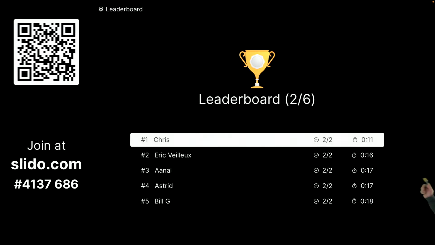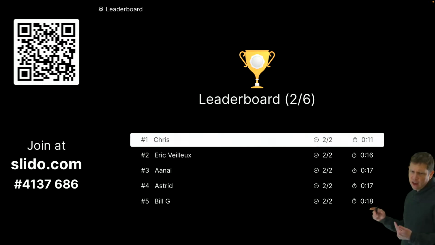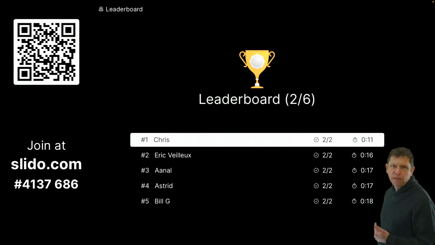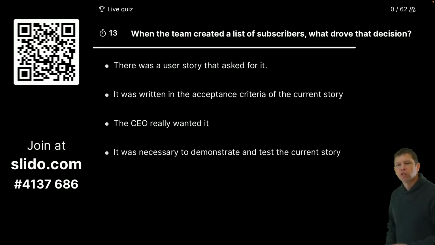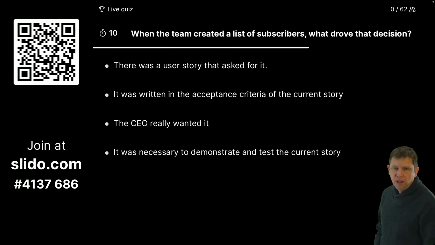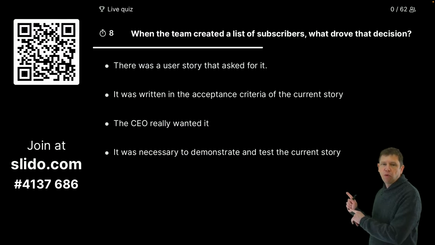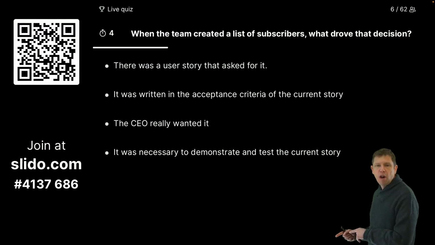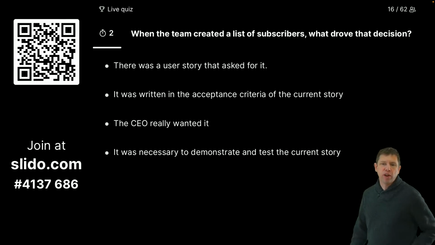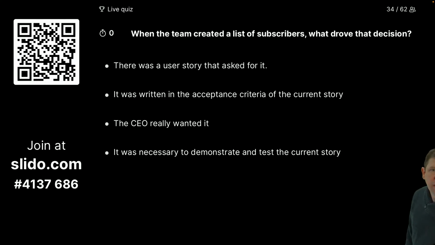Okay, leaderboard. We've got Chris followed by Eric, Anal, Astrid, and Bill. Next question. When the team created a list of subscribers, what drove that decision? Was it because there was a user story that asked for it? Was it written in the acceptance criteria of the current story? Was it that the CEO really wanted it? Or was it necessary to demonstrate and test the current story?